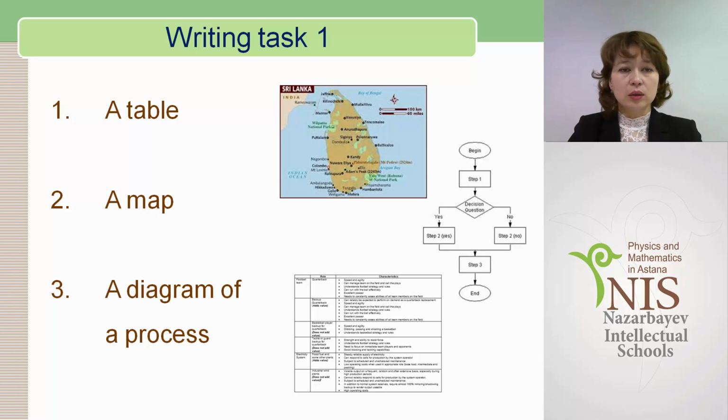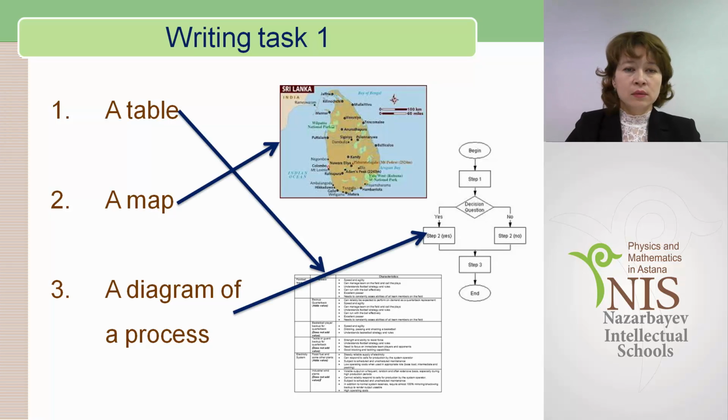Writing task 1. We are describing a table, a map, or a diagram of a process. So please match the picture and the word again. So a table is the third picture, map the first, and the diagram of process is the second picture. Wonderful.